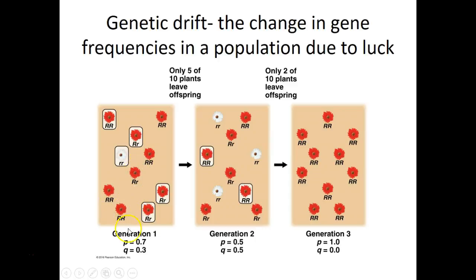Nevertheless, if we counted all the big R's and all the little r's, we'd see that 70% of the R's are big and 30% are little. Why? Because those are our initial conditions, and again, this is a gene that is, at least in the environment that we're considering, not being selected.